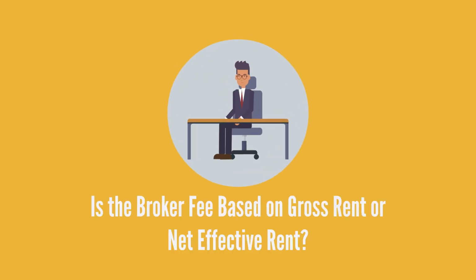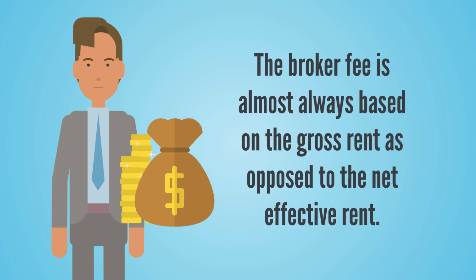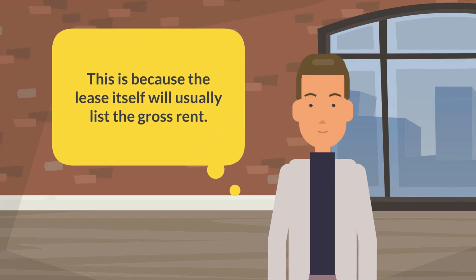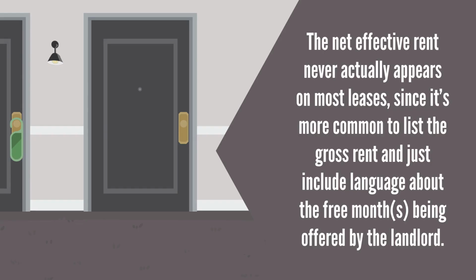Is the broker fee based on gross rent or net effective rent? The broker fee is almost always based on the gross rent as opposed to the net effective rent. This is because the lease itself will usually list the gross rent. The net effective rent never actually appears on most leases, since it's more common to list the gross rent and just include language about the free month or months being offered by the landlord.